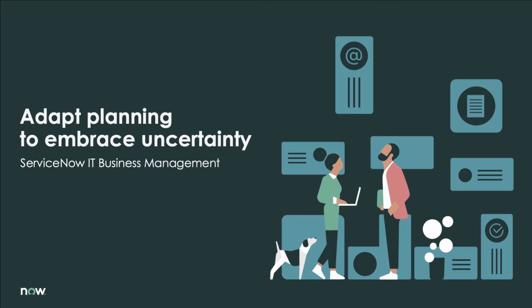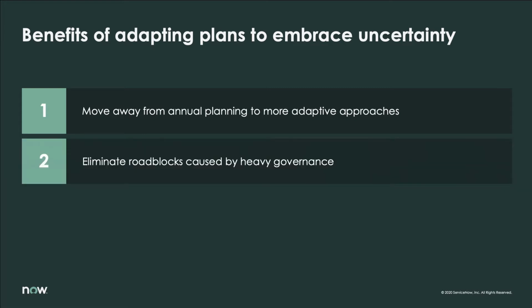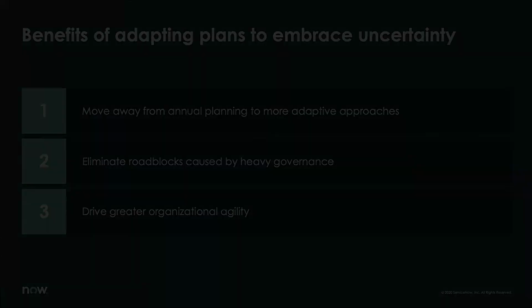ITBM helps you stop obsessing over static annual techniques and processes and start thinking about how teams across your organization can be agile and adaptive to change and pivot in uncertain environments. With ITBM, you can move away from annual planning cycles to more adaptive approaches, and you can eliminate the roadblocks created by heavy governance and better engage with lean operations, all of which leads to greater organizational agility.